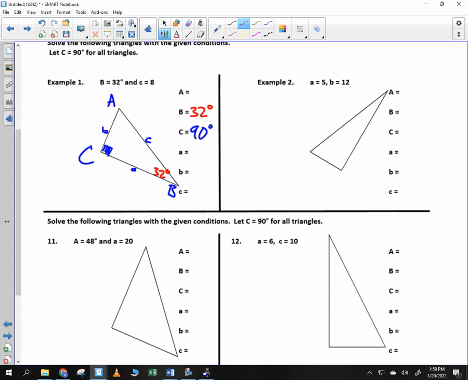Sure. Then 32 would go up there. All right, so I've got 32 degrees right there, and I've got side C is 8. Great, let's solve it together. What is the easiest thing to figure out for this triangle right now?